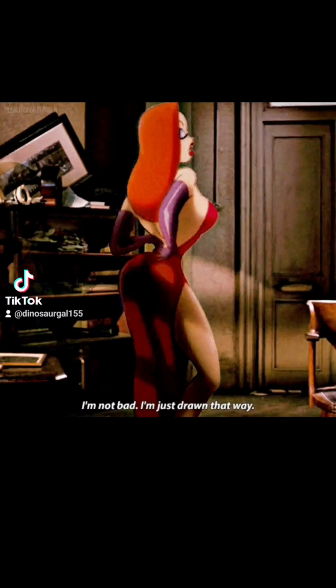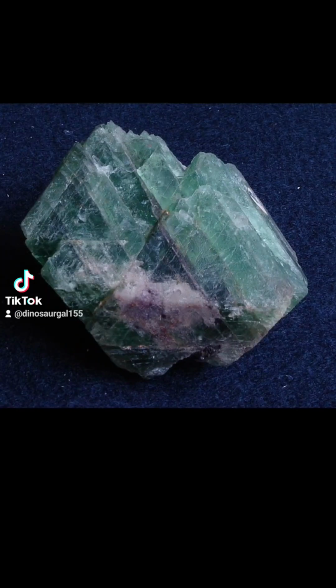It's Wordplay Wednesday, and we're going to learn about cleavage. No, not that kind of cleavage, you perverts. This kind of cleavage. Rock cleavage.